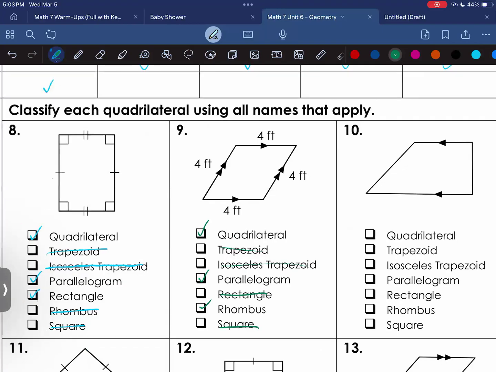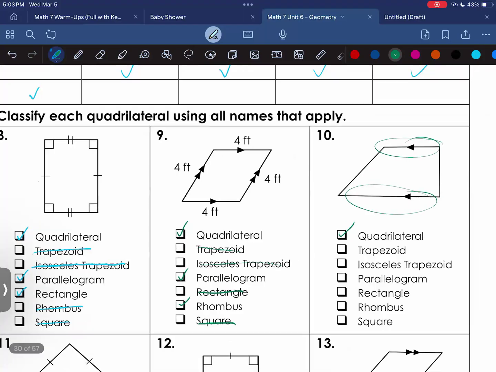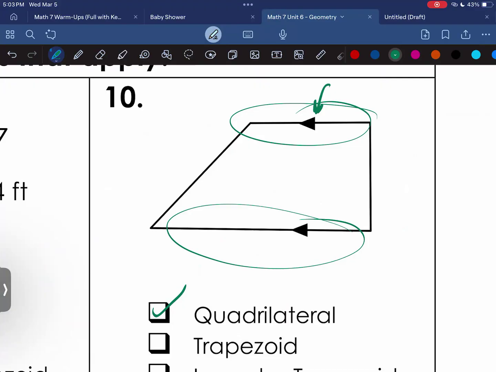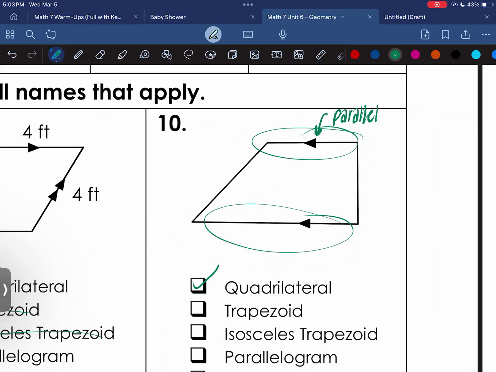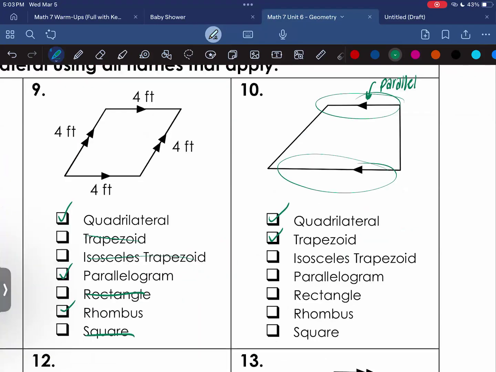All right, number 10. Obviously quadrilateral. Yes, we see one pair of parallel sides. And I should go over that these little triangles, when they're facing the same direction, that means parallel. Okay, so that is the parallel symbol. Yes, it is a trapezoid then, because only exactly one pair of opposite sides are parallel.